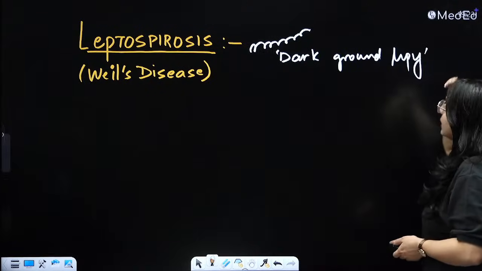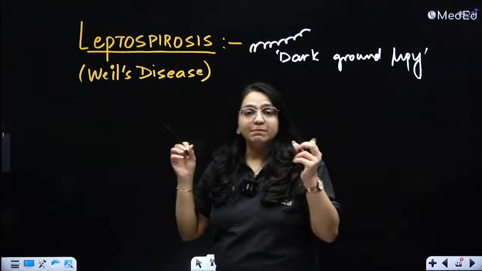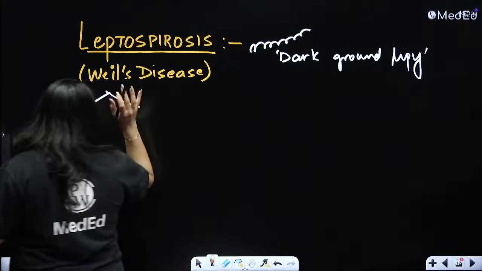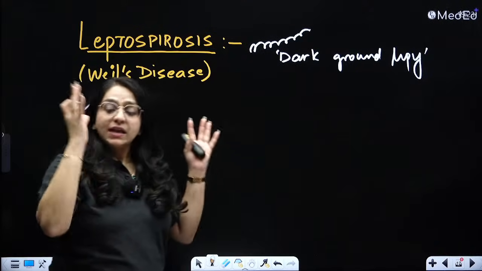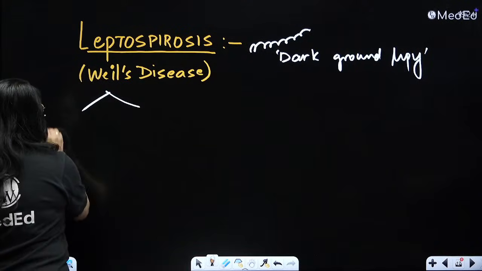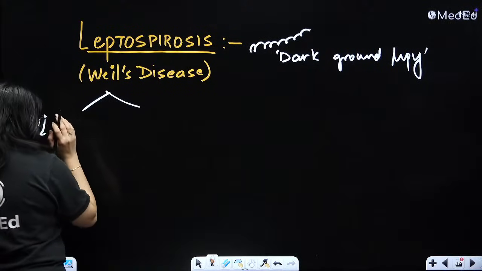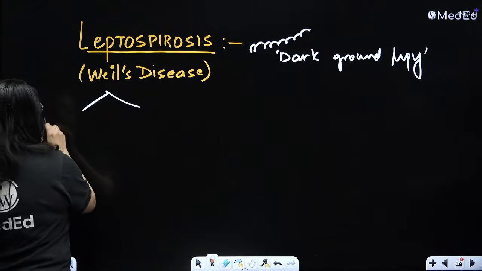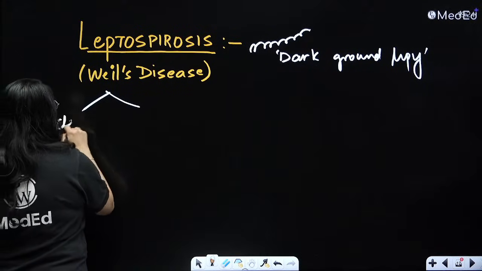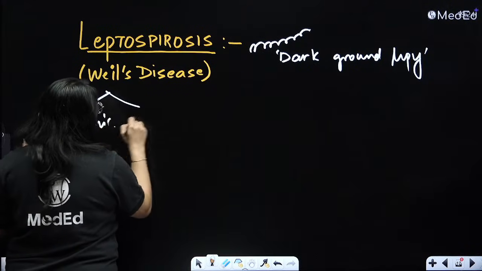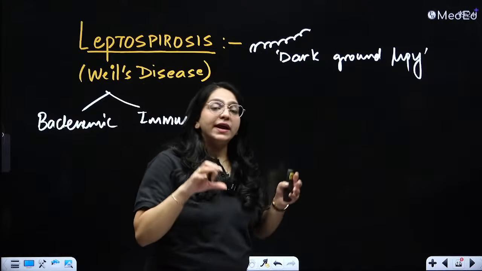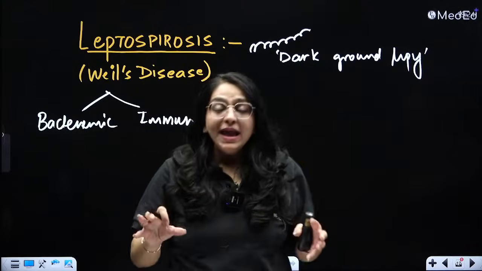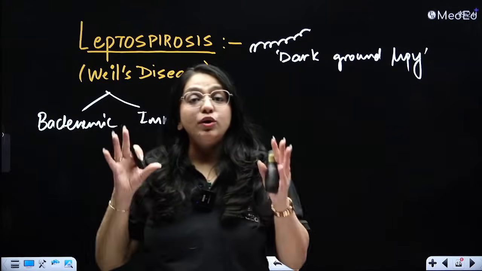Now the thing about leptospirosis is that it happens in two phases. Even in mild leptospirosis and even in Weil's disease, the disease progression is such that first there is the bacteremic phase, and then there is the immune phase, right? So in the bacteremic phase is when you're going to find the bacteria inside the blood, and that is when the antibiotics are going to work.